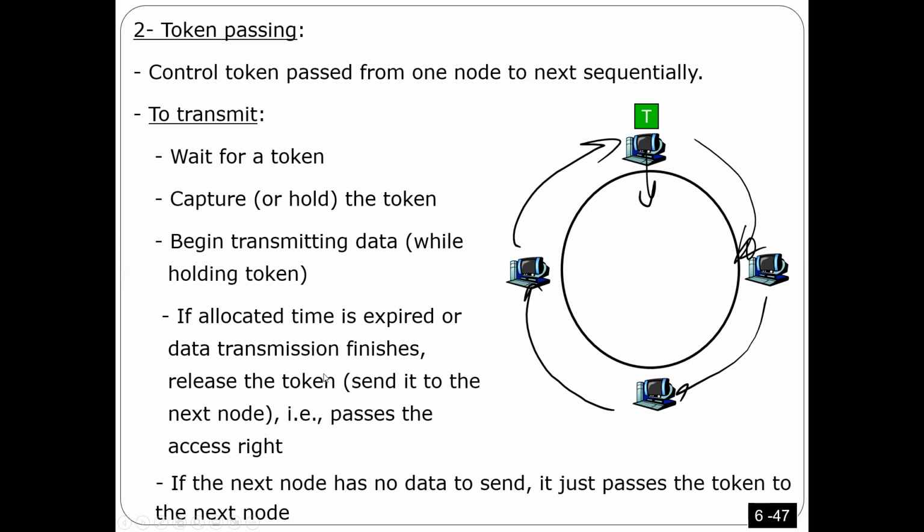If the allocated time has expired, or you finish transmission, you have to release the token. You can't keep holding it. You have to give others the chance to transmit. If you don't have any data to transmit, just pass the token. The token here is just a special message, a message with a special format. Any questions?